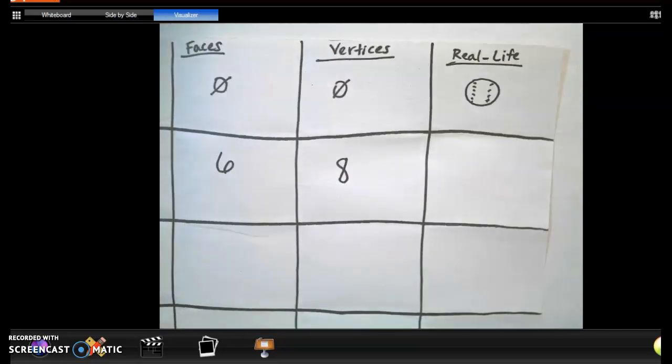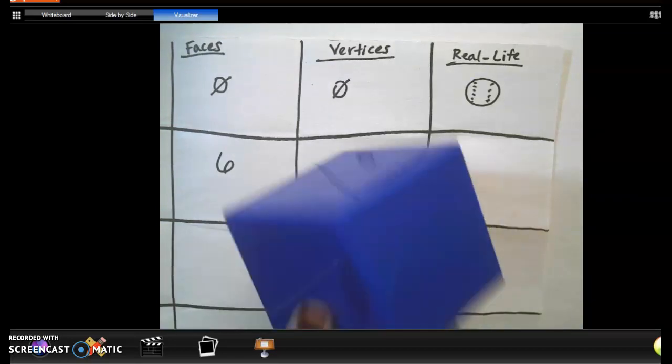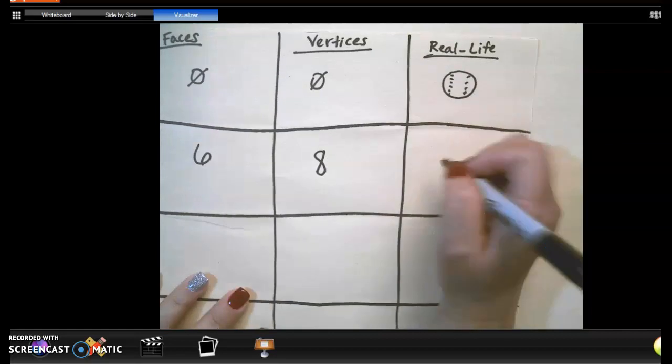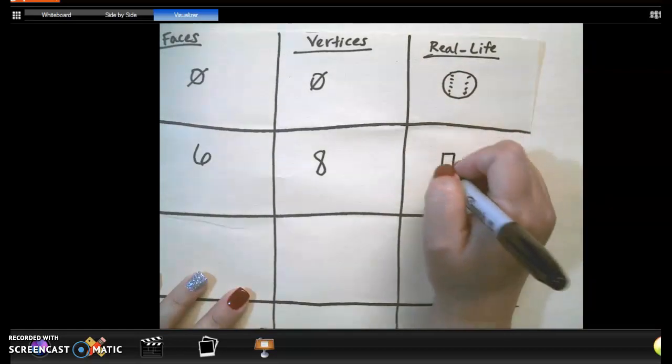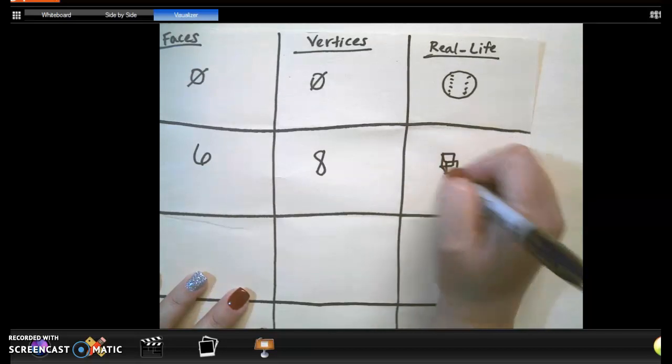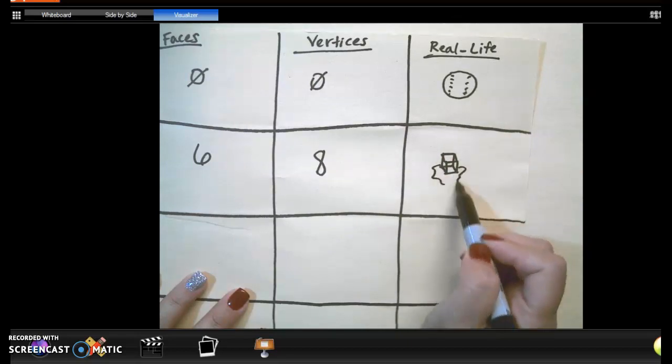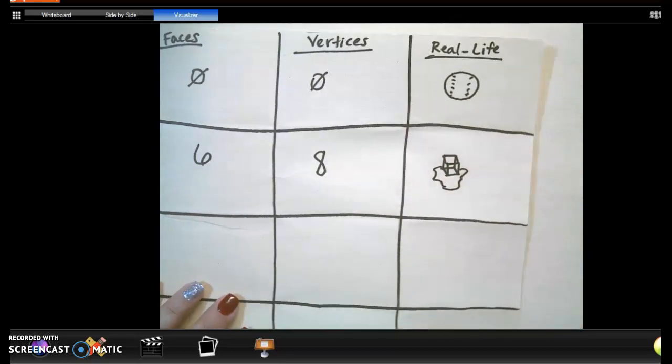And things in real life, well, the cube kind of looks like a box, so a box could be a cube. But I think I'm going to draw a nice cube. I'm going to draw it like I drew the cube. I'm going to do 2 squares and then join them at the corners, and then maybe this ice cube is melting. Okay, so that's my ice cube.